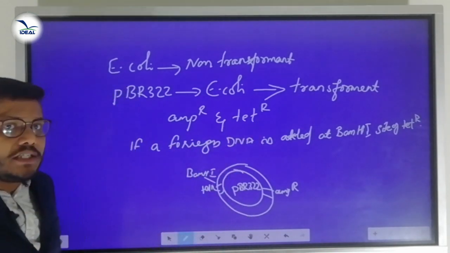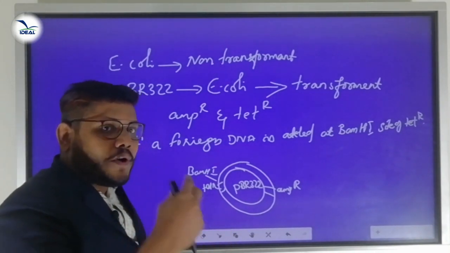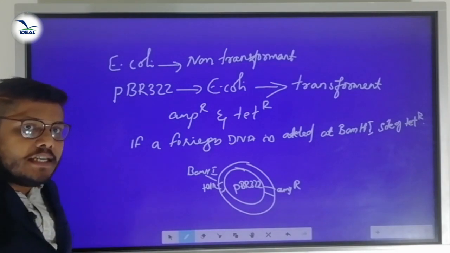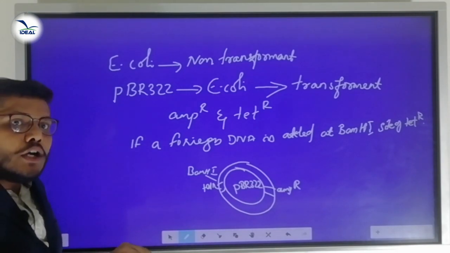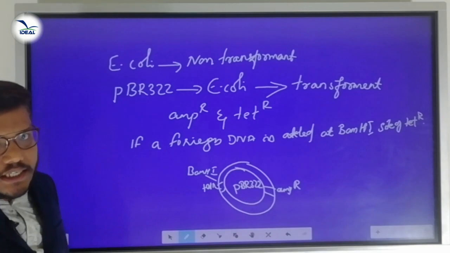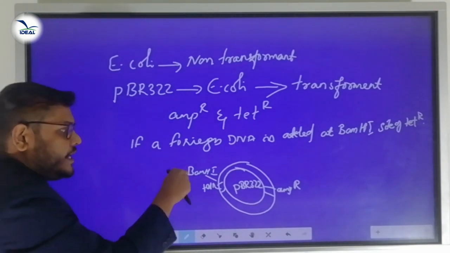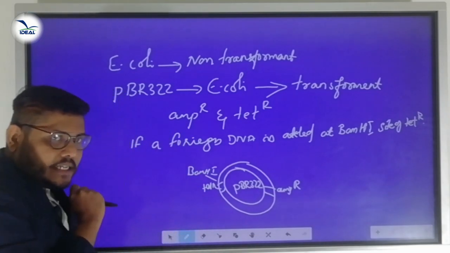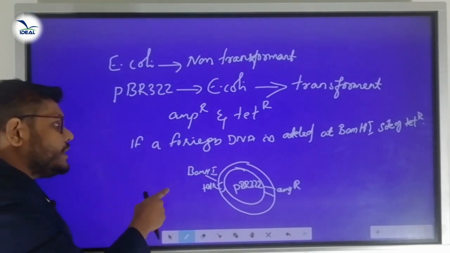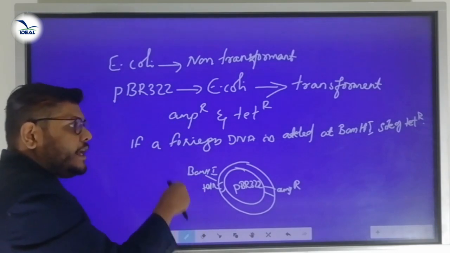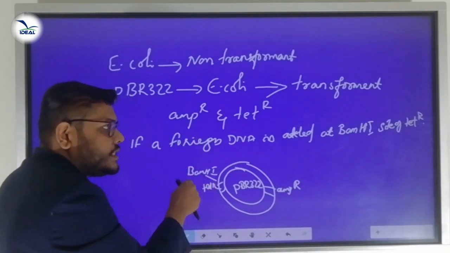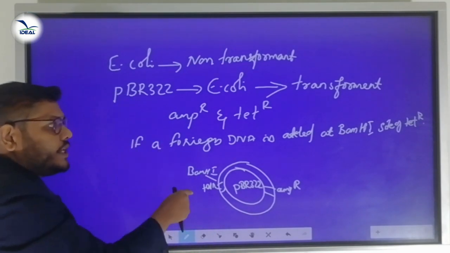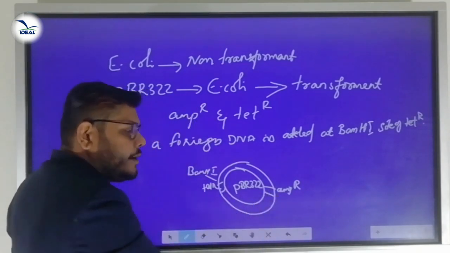Before, I already mentioned the ligation of foreign DNA is carried out at a restriction site present in one of the two antibiotic resistance genes. So here the foreign DNA is ligated in which site? The BamHI site of the tetracycline resistance gene. That is the reason why that foreign DNA lost the antibiotic resistance. Which antibiotic resistance? Tetracycline resistance. And in which medium does that foreign DNA grow?